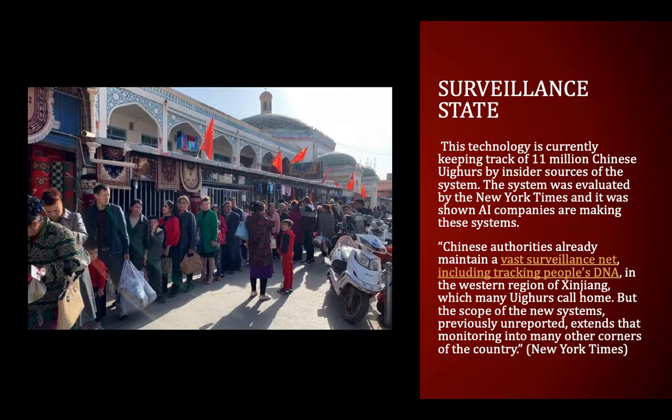This technology is currently keeping track of 11 million Chinese Uyghurs, according to insider sources of the system. The system was evaluated by the New York Times, showing AI companies are making these systems. Chinese authorities already maintain a vast surveillance net, including tracking people's DNA in western regions of Xinjiang, which many Uyghurs call home. But the scope of the new system, previously unreported, extends that monitoring into many other corners of the country. So they're trying to monitor pretty much everything.